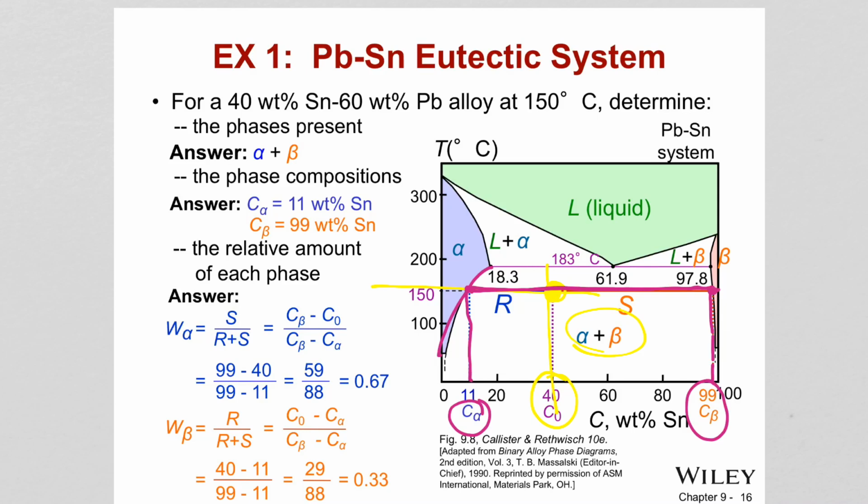So now we know that. What about how much alpha and how much beta I have in the overall alloy? These are the weight fractions of alpha and beta, right? So in order to do that, we're going to use our equations. So our equations were like that. All we have to do is plug in the information, right? So this is 99 minus 40. This is 99 minus 11. And you get 0.67, or 67% weight fraction. So what about the weight fraction of beta? The remaining should be, but you can calculate it again from this equation.